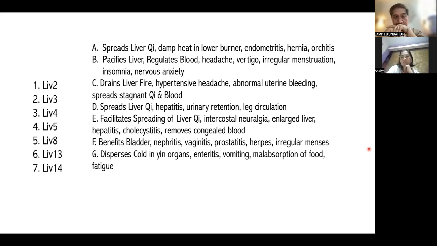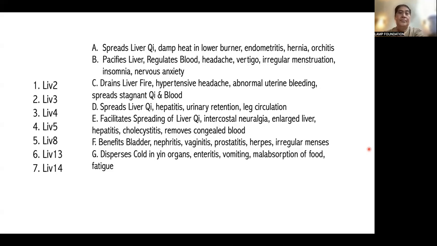Doc, good evening po. Okay, answer 1 to 7, please. Ano answer mo for liver 2? For liver 2, my answer, Doc, is letter C. Drains liver fire, hypertensive headache, abnormal uterine bleeding, spread stagnant chi and blood. Liver 3? Liver 3, my answer, Doc, is letter B. Pacifies liver, regulates blood, headache, vertigo, irregular menstruation, insomnia, nervous anxiety.